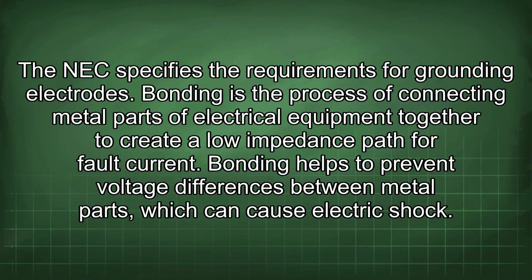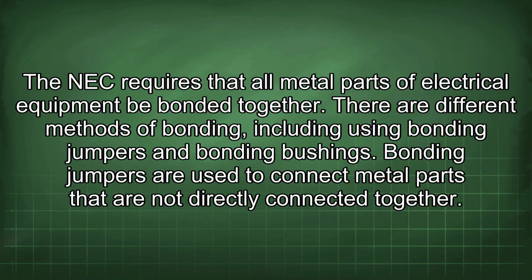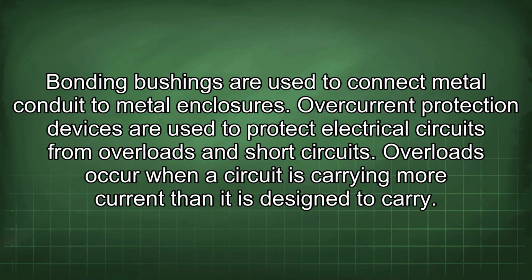Bonding is the process of connecting metal parts of electrical equipment together to create a low impedance path for fault current. Bonding helps to prevent voltage differences between metal parts, which can cause electric shock. The NEC requires that all metal parts of electrical equipment be bonded together. There are different methods of bonding, including using bonding jumpers and bonding bushings. Bonding jumpers are used to connect metal parts that are not directly connected together. Bonding bushings are used to connect metal conduit to metal enclosures.